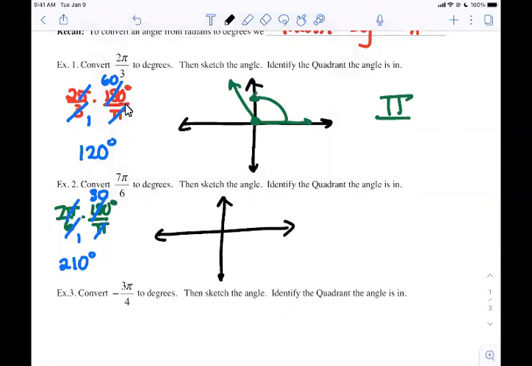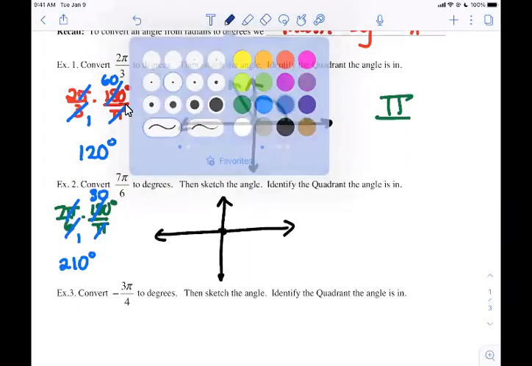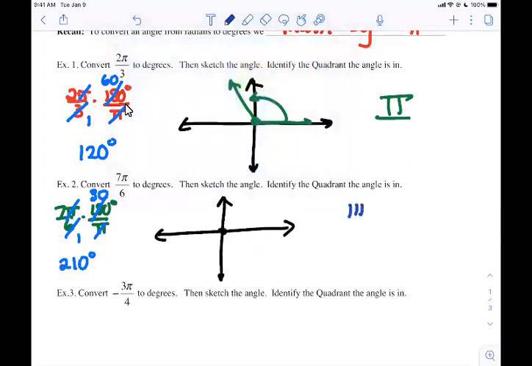All right, I'm going to do example 2, and then I'll pause while you're still working on example 3. Example 2, I multiplied by 180 over pi and got 210 degrees. What quadrant is this one in? It's in the third quadrant. How many degrees into the third quadrant is it past 180? 30. So you want to make sure it's less than halfway, and there it is.